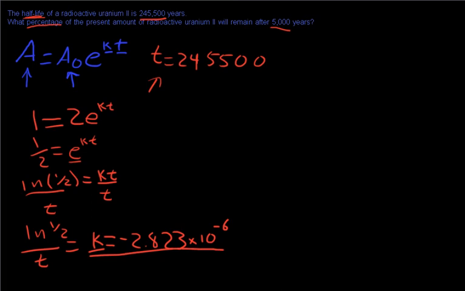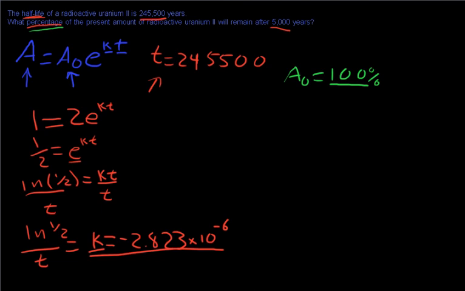Alright, so let's go ahead and change colors here, something like green. Alright, so now this is the second part of the problem. What percentage? Because we're dealing with percentage, we're going to go ahead and set A0 equal to 100%. So we start off with some initial amount, 100. We don't care because we just want it to be percent. That's all we really care about right now.